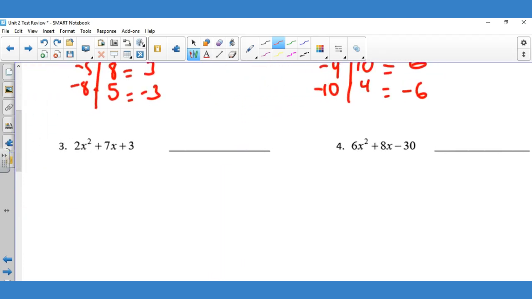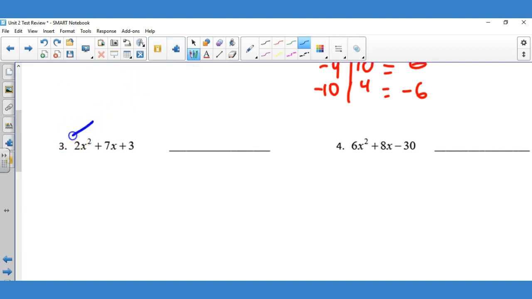For this next part, number 3, we've got to look at this constant right here. The leading coefficient is 2. So since the leading coefficient is 2, we can't just look at the constant anymore. We look to see if there's a GCF. There's no GCF, so now we're going to use the other factoring technique, which is factoring by grouping.